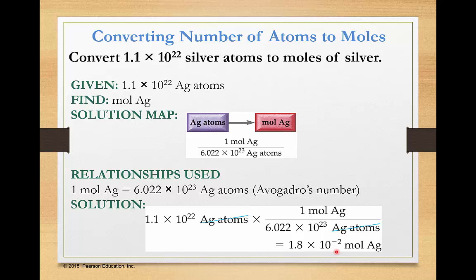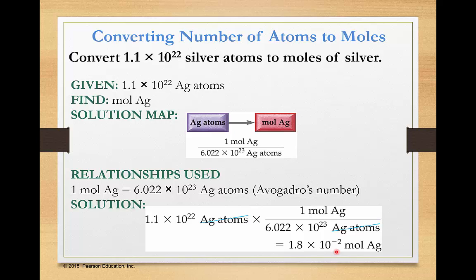or 0.018 moles of silver. Typically what you're going to see when you're going between number of atoms or particles and moles of that substance is that the number of moles will be a smaller number, tends to be fairly small. The number of atoms is always very, very large in this case.